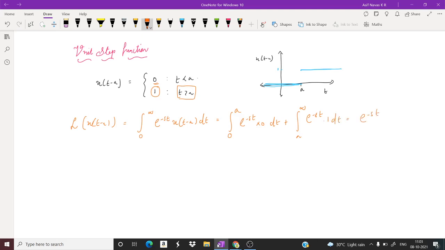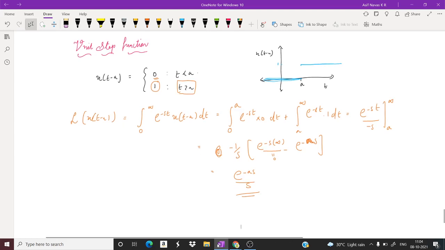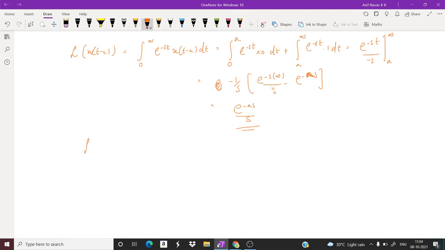If we integrate this, you will get minus, from a to infinity. What is the value of e raised to minus infinity? E raised to minus infinity is 0. And e raised to minus sa, or as. So this is 0 and this is equal to e raised to minus as by s. So the Laplace transform of the unit step function is L of u of t minus a is equal to e raised to minus as by s. So this is the Laplace transform.